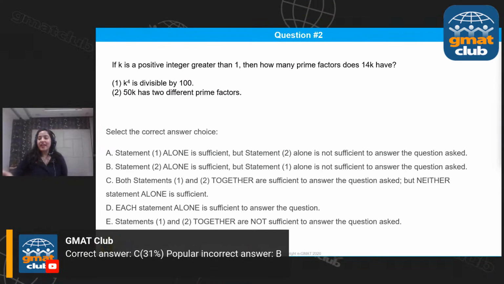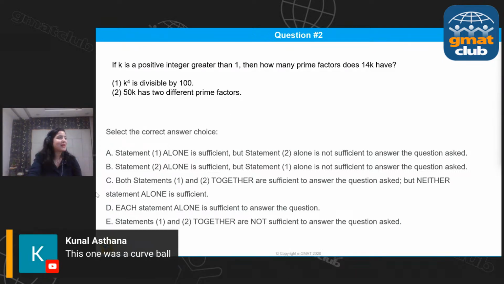All right, very low accuracy this time, 31%. Now, I don't know how many of you saw the YouTube video that I had put before this session where we had announced this session. This is the challenge question that I had shown everywhere, and this is the level that you ultimately should aim to get to. Now, let's see why 69% of the class got this wrong. Kunal says this one was a curveball. Yeah, let's try to now navigate all of those curves and understand what happened here.